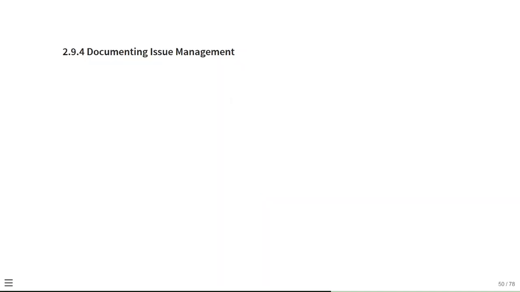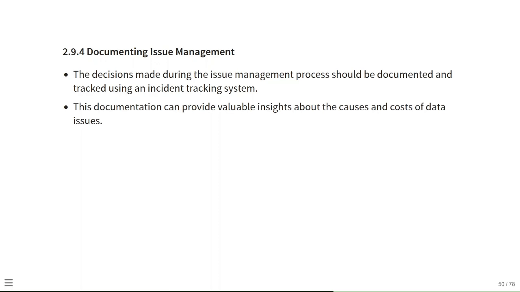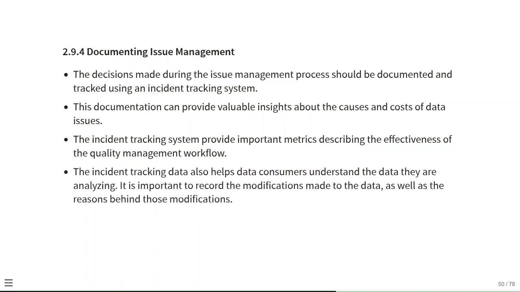Documenting issue management. The decisions made during the issue management process should be documented and tracked using an incident tracking system. This documentation can provide valuable insights about the causes and costs of data issues. The incident tracking system provides important metrics describing the effectiveness of the quality management workflow. The incident tracking data also helps data consumers understand the data they are analyzing. It is important to record the modifications made to the data as well as the reasons behind those modifications.